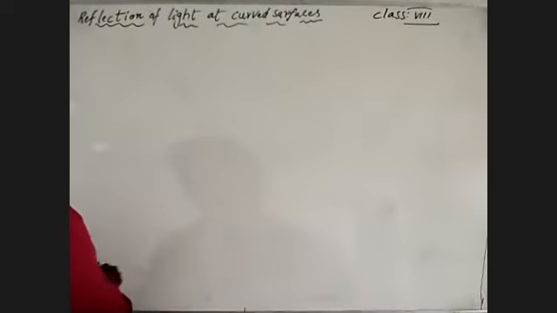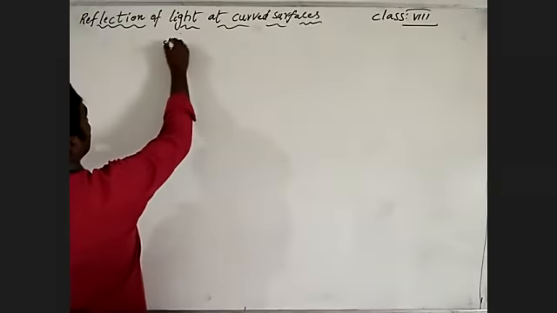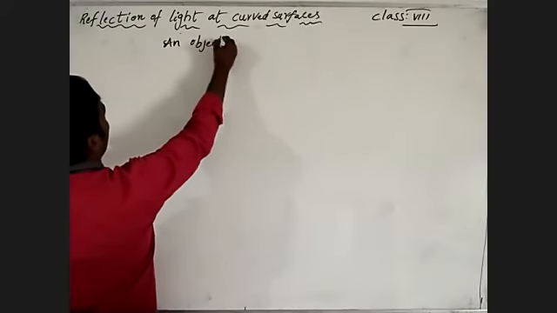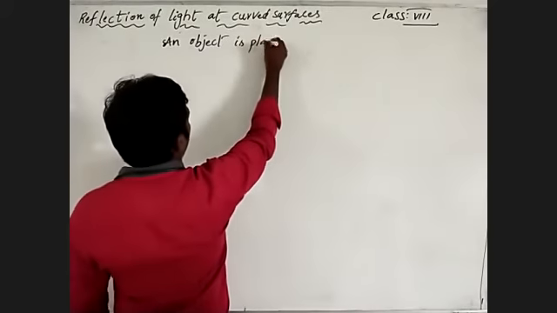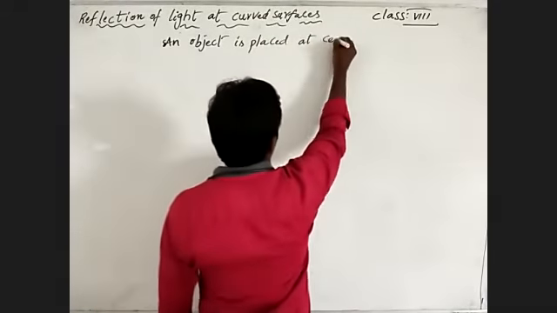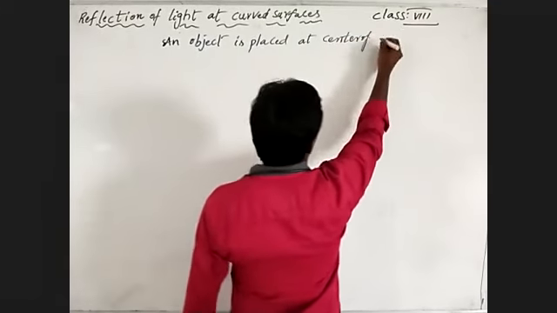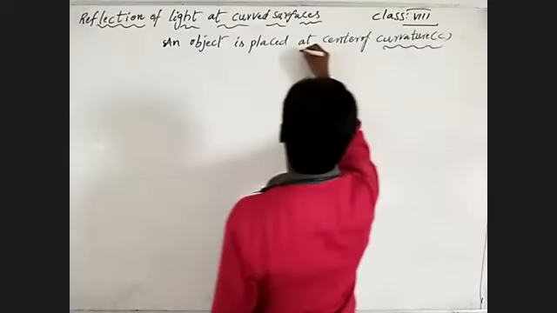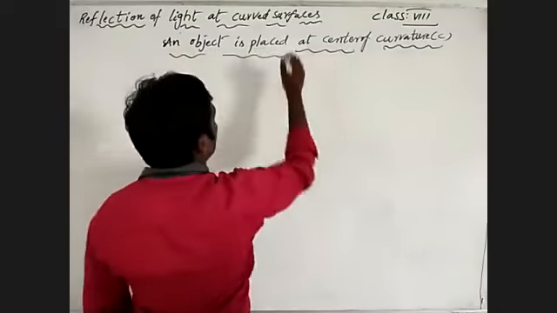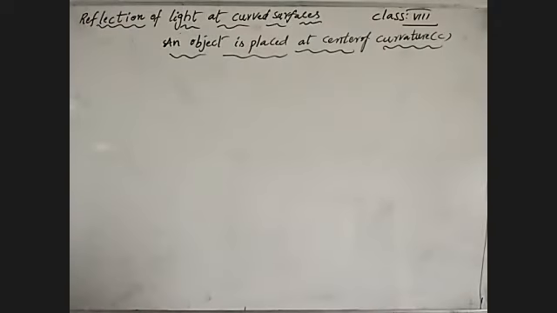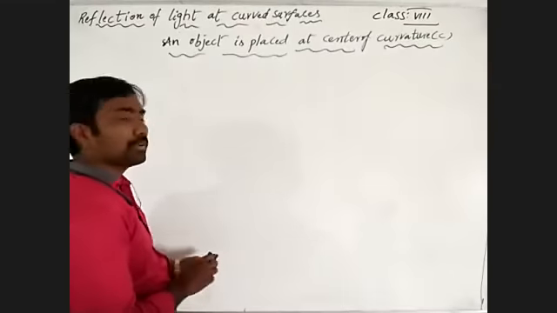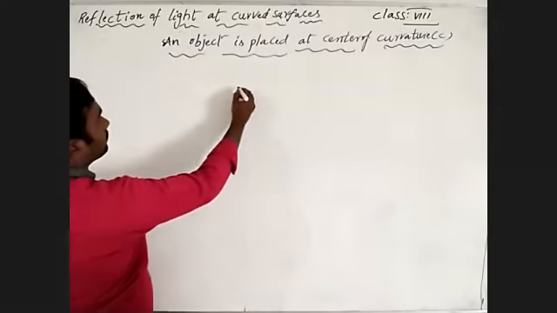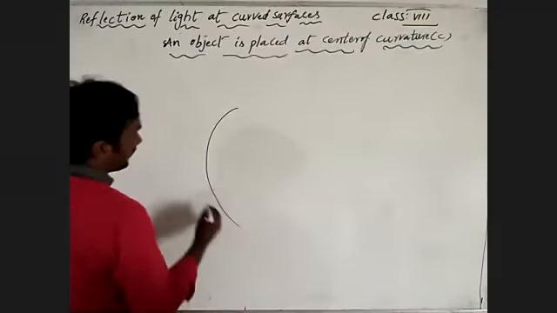Coming to that, one more thing. An object is placed at the center of curvature. See once where we are placing it. An object is placed at the center of curvature. Then where will the image form? Let's see where it will form.